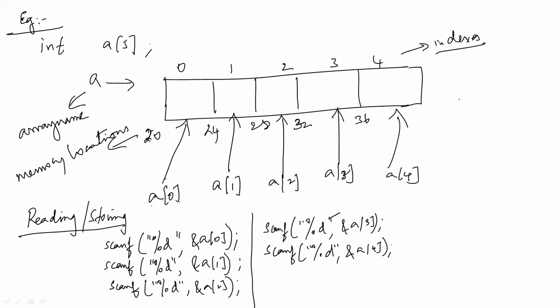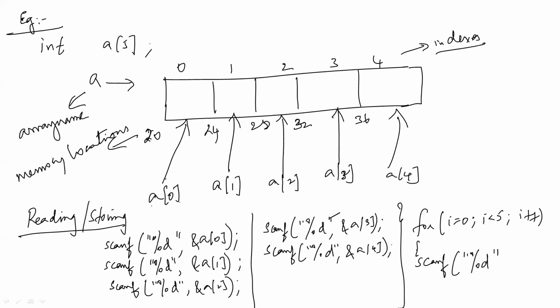Right? So now, instead of writing this 5 times, I know the number of times, so I can go for a loop. Instead of writing this many number of times, for I equal to 0, I is less than 5, I plus plus, scanf %d. We have simplified our task.